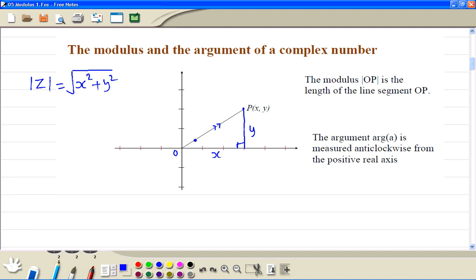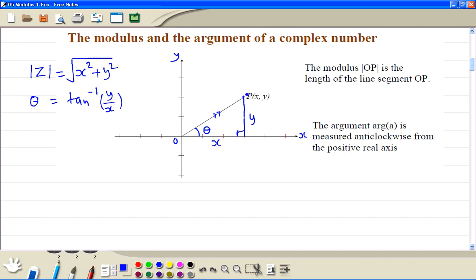To find the argument, which is the angle it makes with the positive x-axis, it is equal to tan inverse of opposite divided by adjacent, so y divided by x. If you want to do it the other way around, we know the angle and the length, and we want to find the real part, x. Now we want to find the adjacent, so adjacent is equal to the hypotenuse, which is the modulus, the length, times the cosine of the angle theta. The imaginary part is the length of z times sine of the angle theta.